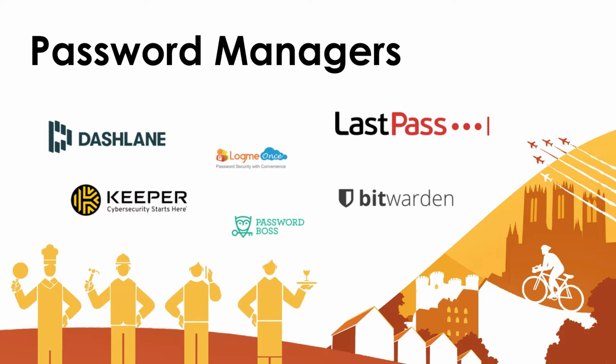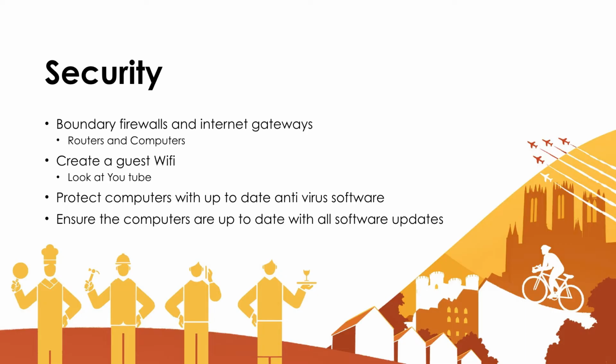So again, part of security, we talked about boundary firewalls and internet gateways. These are routers and computers. Every router, the broadband connection you have between your business and the outside world through a phone line or through a fibre, goes through a router. And also most computers, anything running any sort of operating software, will have a firewall in it as well. So naturally you have firewalls in both your site and your computers.